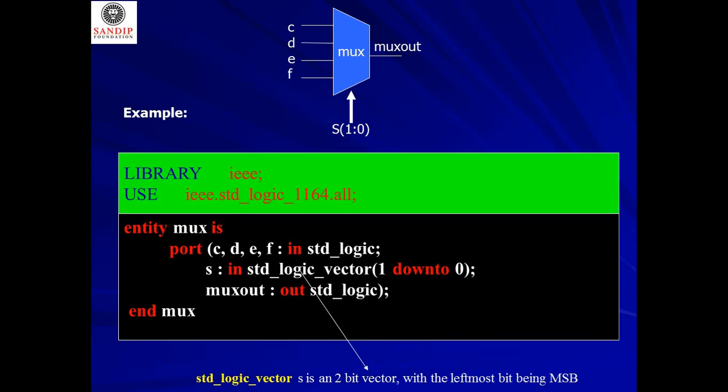All the input ports having the same data type are written in one line, C, D, E, F, colon, in std_logic, semicolon, S, colon, in std_logic_vector 1 downto 0. Here 1 downto 0 indicates it is a 2-bit signal where 1 is the MSB and 0 is the LSB. Third, mux_out, it is an output port, hence declared as out std_logic, complete the bracket, semicolon, end with the name, end mux.